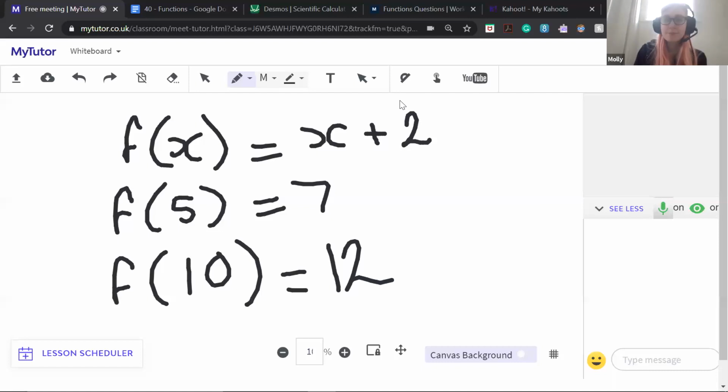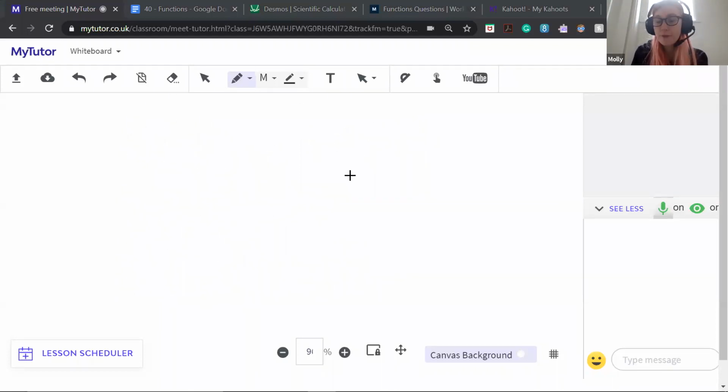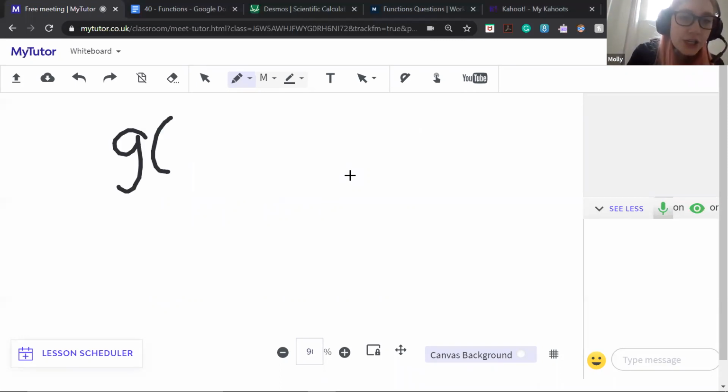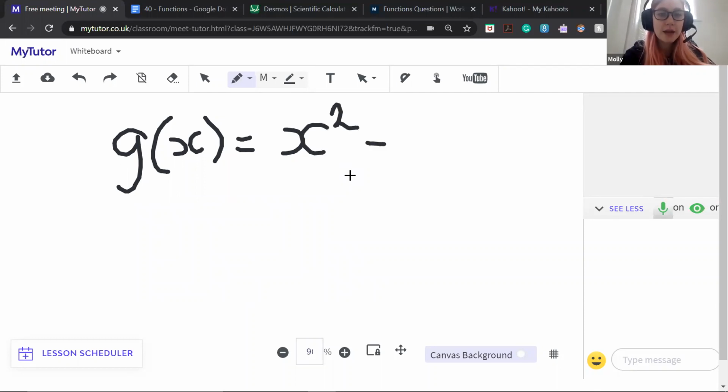Yeah, if we go up to this plus 2 machine and pop in 10, it's going to give us out 12. Awesome. Okay. What if we have a different machine? We've got another machine now. This machine is called G. And G of x, that's going to give us x squared minus 1.